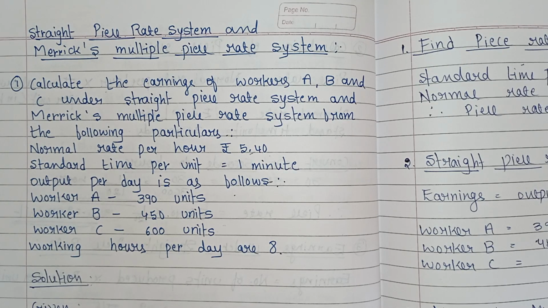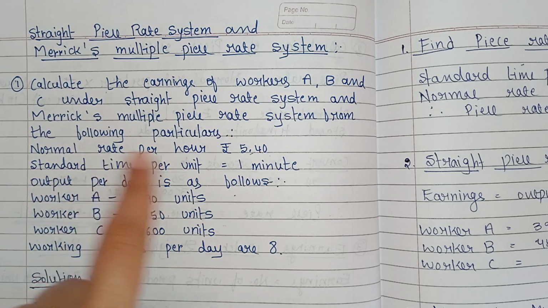In today's class, we are going to solve one problem under straight piece rate system and Merrick's multiple piece rate system. So let's start the problem. Calculate the earnings of workers A, B and C under straight piece rate system and Merrick's multiple piece rate system from the following particulars.